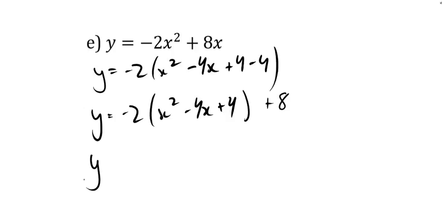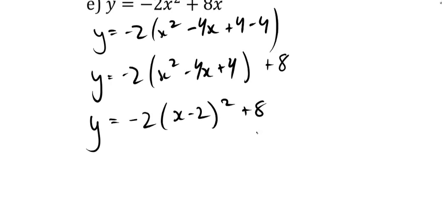Okay, I'm going to give you a minute, if you didn't get all that, to catch up and see if you can write it properly. y equals negative 2 times (x minus 2) all squared plus 8. The vertex is positive 2, positive 8.